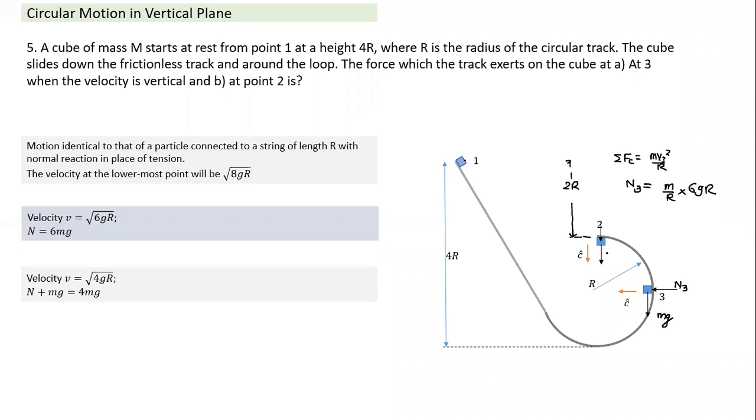And in this case, again, if you write mg and the normal reaction, this is the normal reaction at point 2, and this is mg. Both are acting in the centripetal direction, so they will add up. N plus mg has to be equal to m times the square of the velocity divided by r, which is equal to 4 mg. Hence, the normal reaction here becomes equal to 3 mg. So these are fairly simple questions.